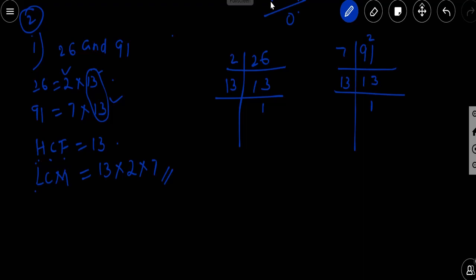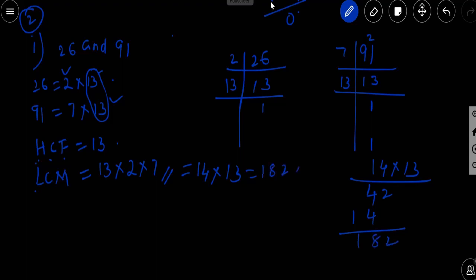Now if you multiply these, how much are we going to get? 7 twos are 14. So you have to multiply 14 into 13. 4 threes are 12, 1, 3 ones are 3, 3 plus 1 is 4. Next 1 four is 4 and 1 one is 1. So you are going to get 182. 182 is the LCM. Next we have to verify that LCM into HCF is equal to the product of the two numbers.